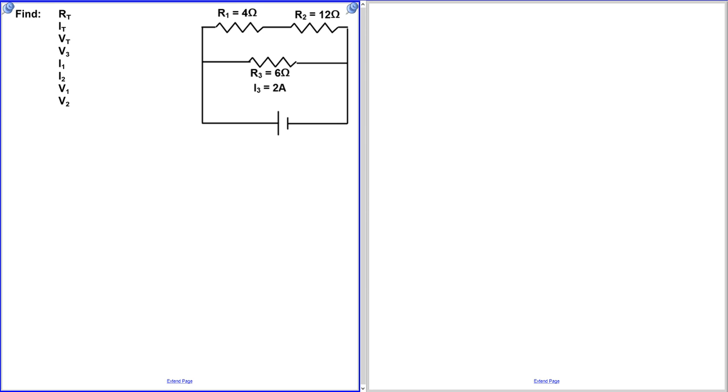So to start, I'm going to say, since R1 and R2 are in series, I can use my series rules about resistance and find the total resistance of R1, 2. To do that, I just add the resistance of R1 plus the resistance of R2. Now I can say R1, 2 equals 4 ohms plus 12 ohms. So R1, 2 equals 16 ohms.